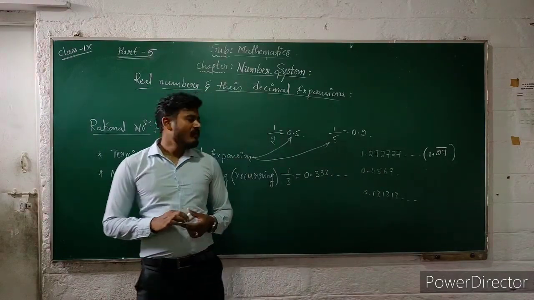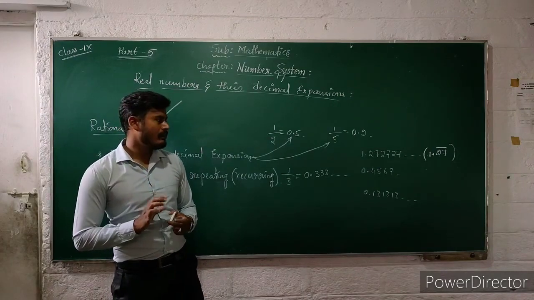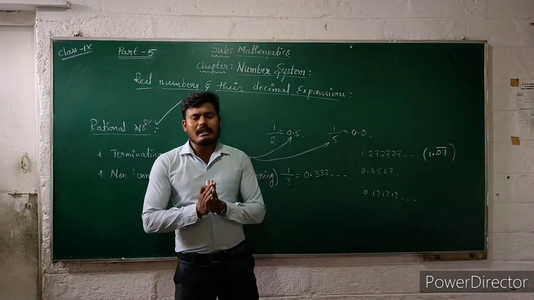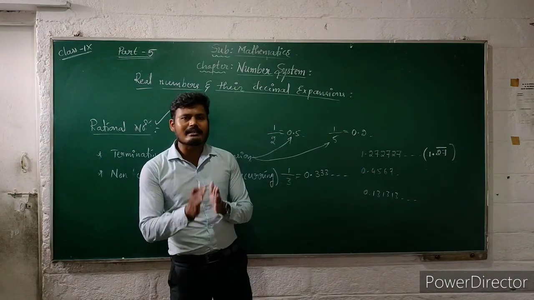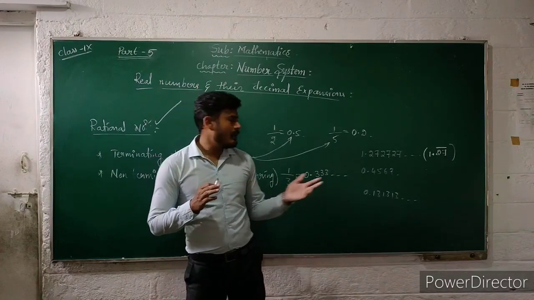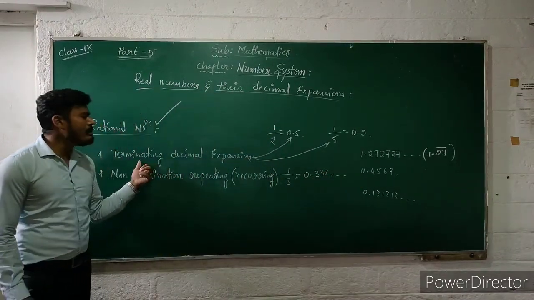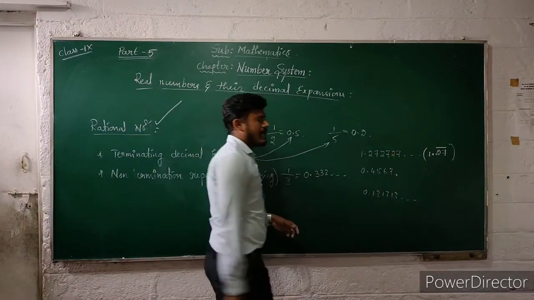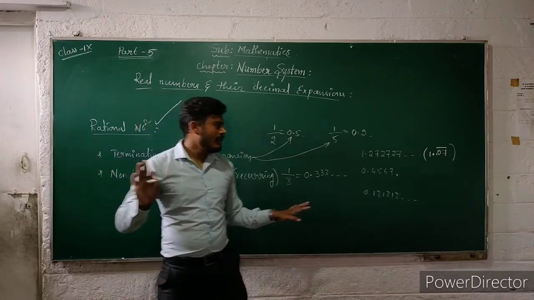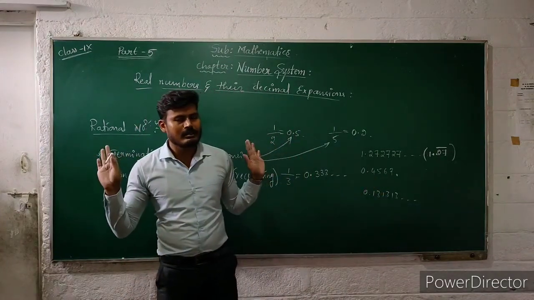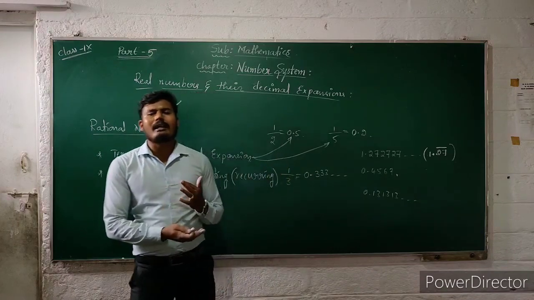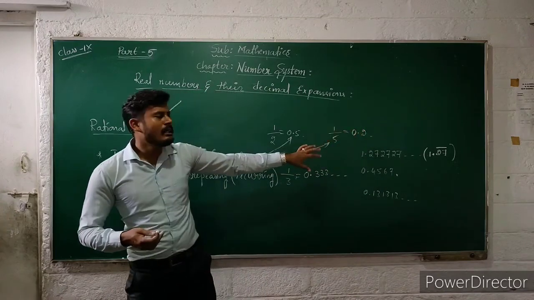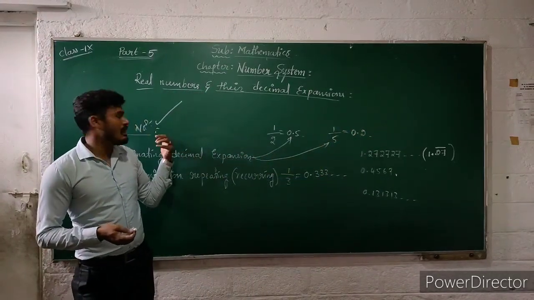0.4567. In this question, 0.4567 terminates at a certain stage. So the given decimal expansion is called a terminating decimal expansion. It ends at a certain stage. It has only 4 decimal places, so that's why we can easily count the decimal places. So it is a terminating decimal expansion. It is also an example of a rational number.